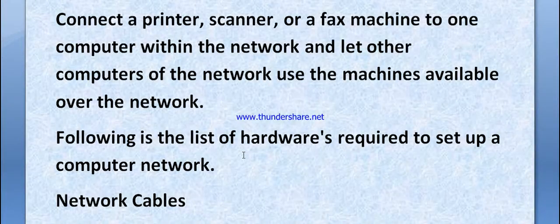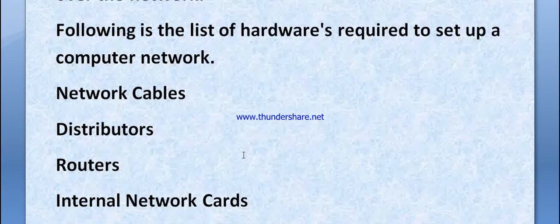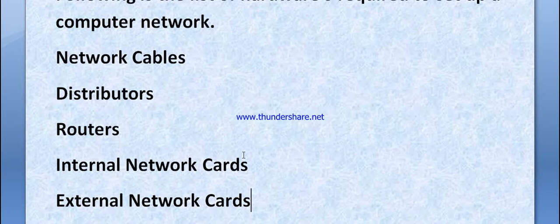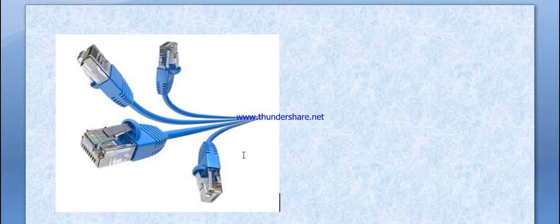Following is a list of hardware required to set up a computer network: network cables, distributors, routers, internal network cards, external network cards. Network cables are used to connect computers. The most commonly used cable is Category 5 cable, RJ45. This is the RJ45 connector. You can see that.